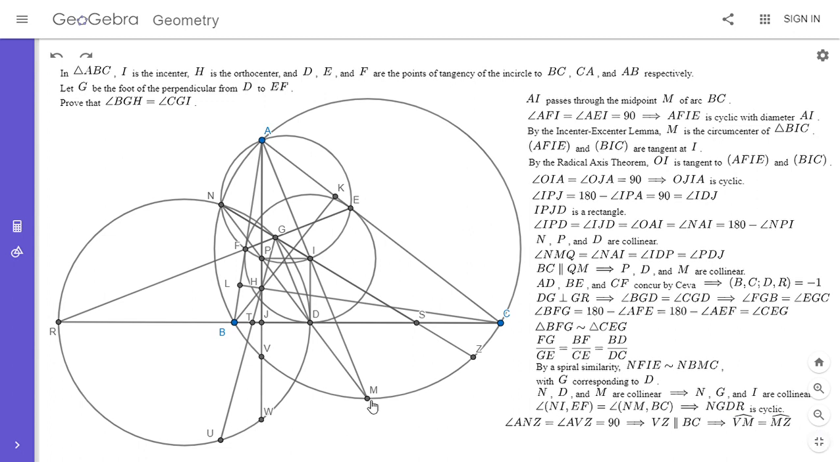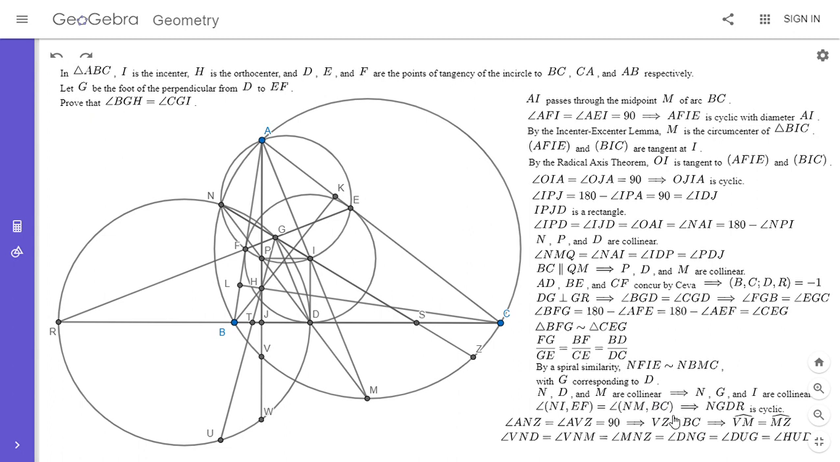That's because M is the midpoint of arc BC. So that would have to be true by symmetry, that arc VM is arc MZ. And so that means angle VNM is equal to angle ZNM. All right.